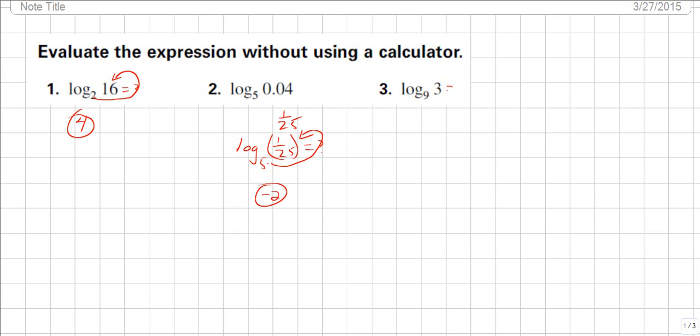Next one is log base 9 of 3, so 9 to what power equals 3? The 9 would actually have to have a square root, so that would be to the 1/2 power. 9 to what power equals 3, so that would be 1/2.